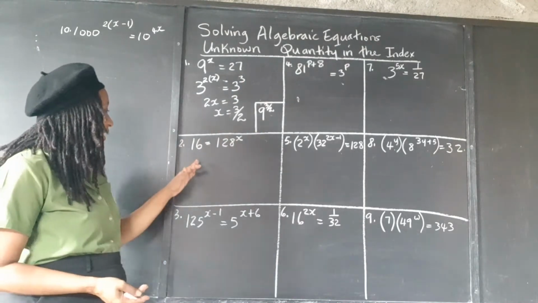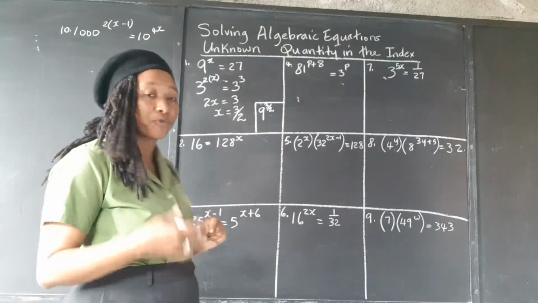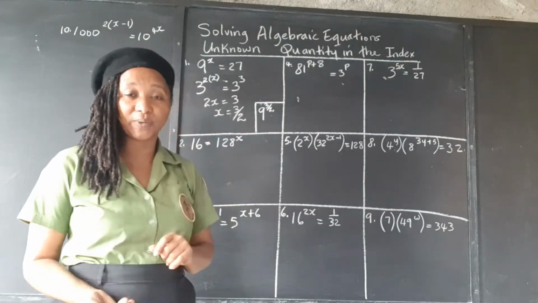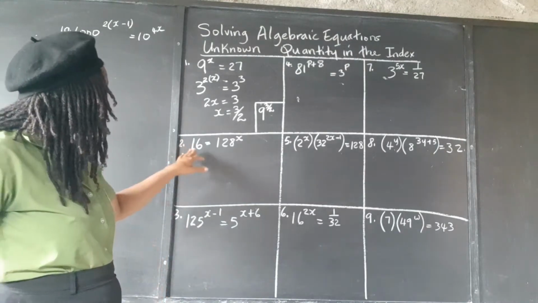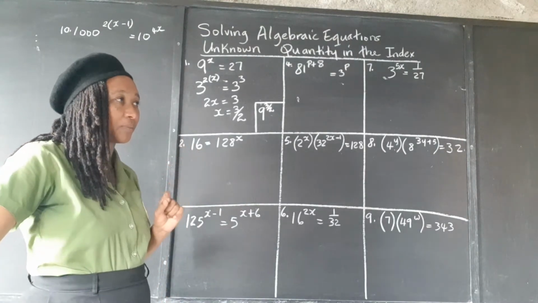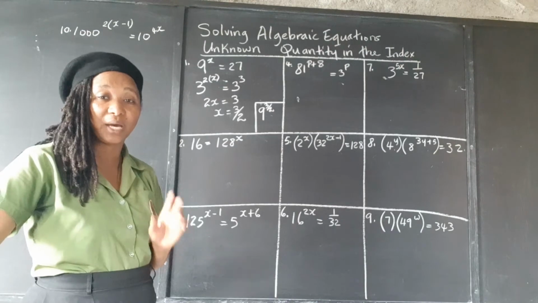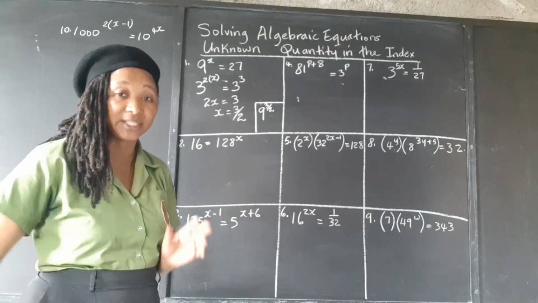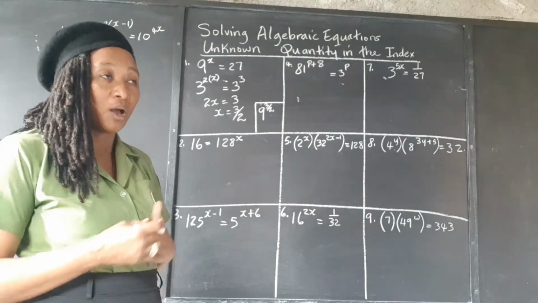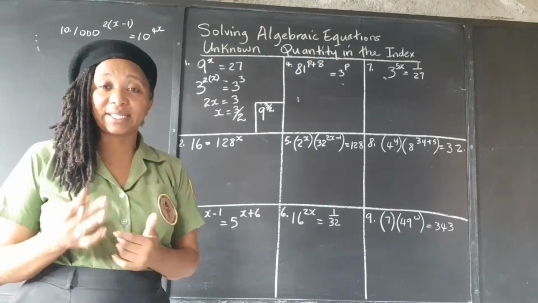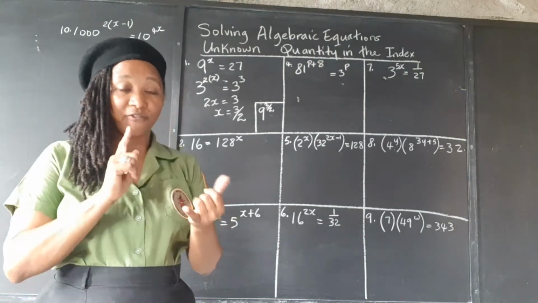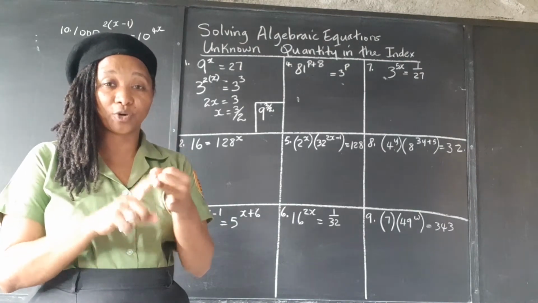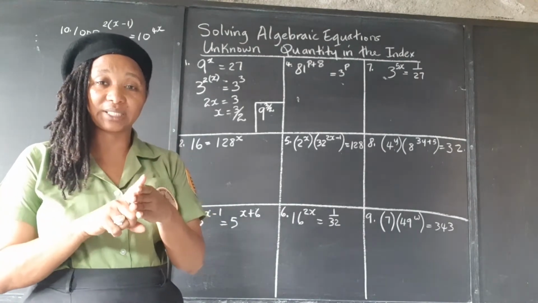Alright, so 16. Can we rewrite 16 and 128 having the same base? We can write 16 with a base of 4. It's 4 squared. We can also write 16 with a base of 2. It's 2 to the fourth power. 2 times 2, 4, times 2, 8, times 2, 16.